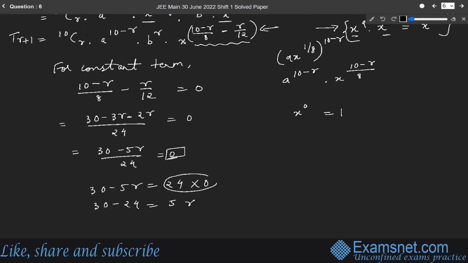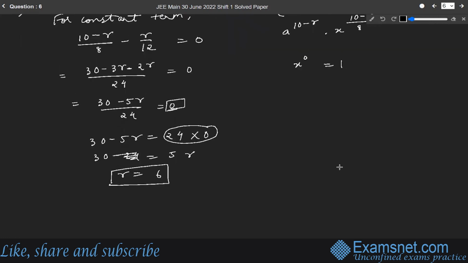So this whole term will be 0. It means that 30 is equal to 5r. Okay, so r will be equal to 6. We have the value of r. So let us find the actual value for T(r+1). Okay, what is T(r+1)?